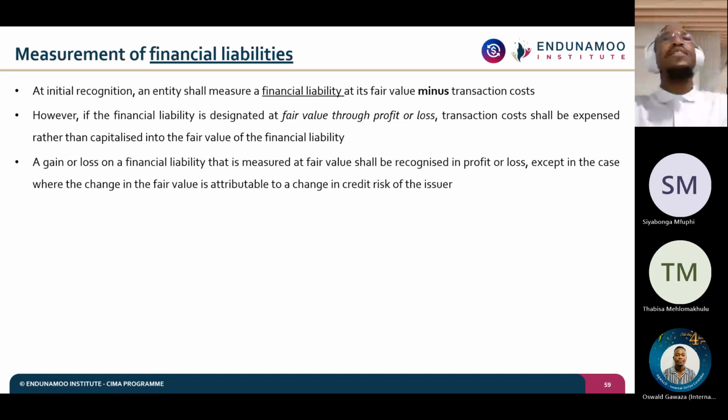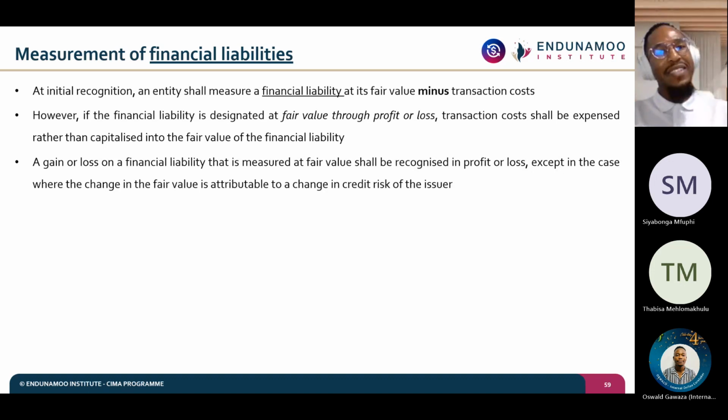Financial liabilities are the opposite of financial assets. So the financial liability will be measured at its fair value minus transaction cost. However, if the financial liability is designated at fair value through profit or loss, the transaction cost will be expensed rather than being capitalized into the fair value of the financial liability. Similarly, remember, if a financial asset is held at fair value, the transaction costs are expensed.